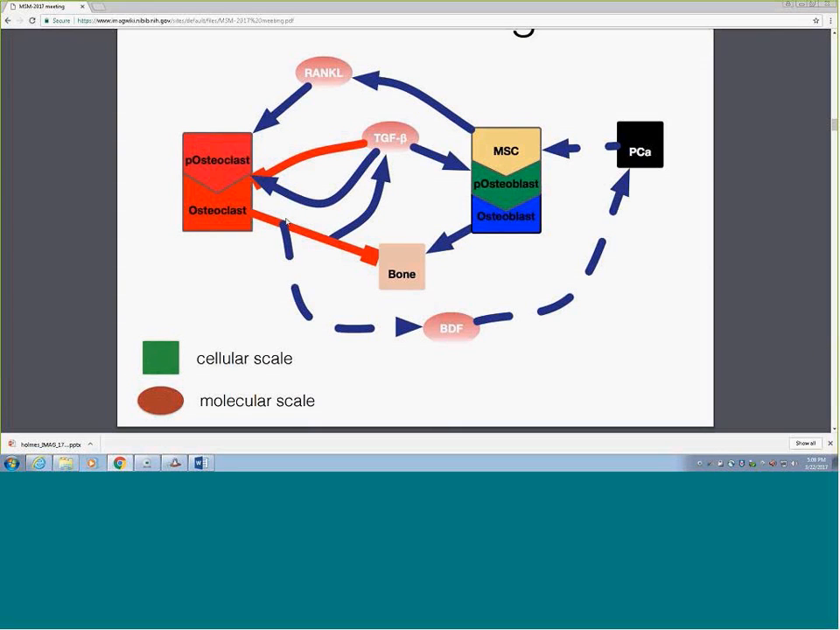So there is obviously a cellular scale and there's a molecular scale. And we try to capture all the relevant agents at both scales that might be important in driving how the bone works, and this is going to be something that I'll spend some time studying, and finally as well, how tumors come in and change the whole landscape.